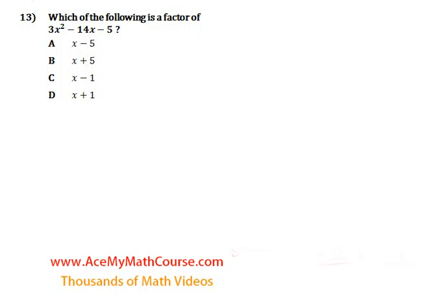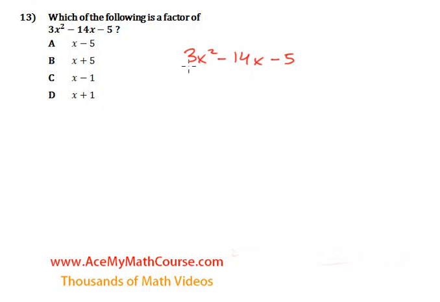Question number 13. Which of the following is a factor of 3x squared minus 14x minus 5? Okay, to find one of the factors, I may as well factor this completely.